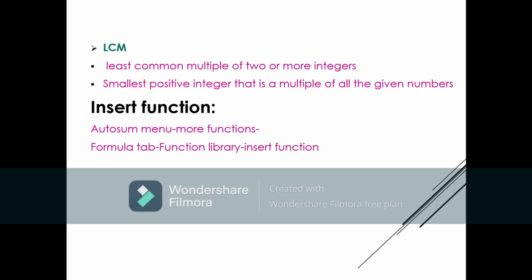Then insert function, creating a formula using insert function. Where can we find insert function? Two options are there. First, in the AutoSum menu, click the More Functions option. Otherwise, click the Formula tab. In the top ribbon you can see the Formula tab, and under that you can find the Function Library group. In that we have to click Insert Function.